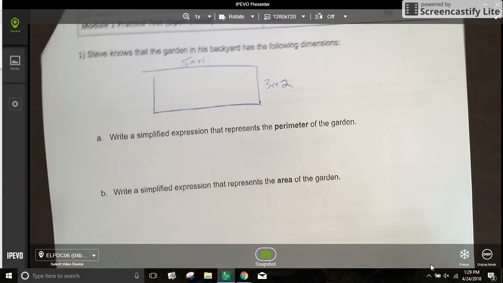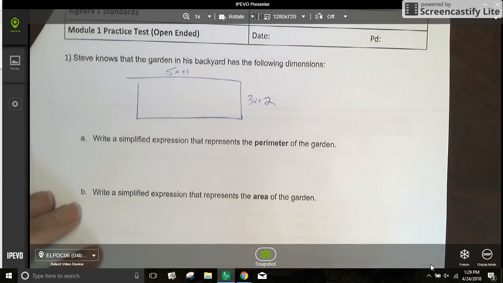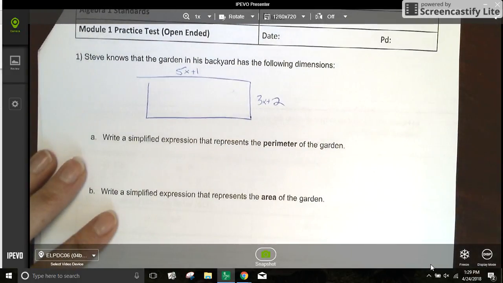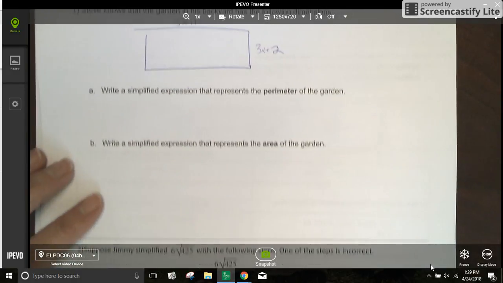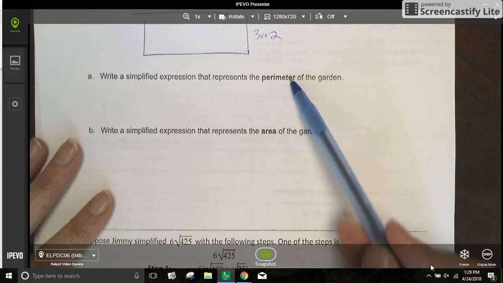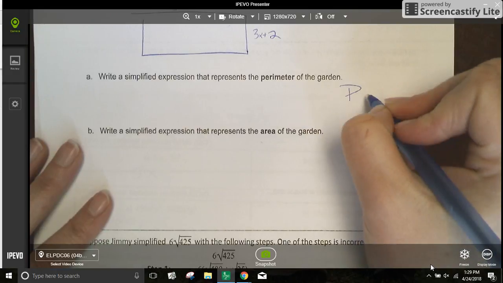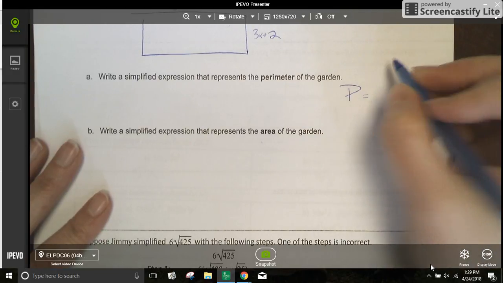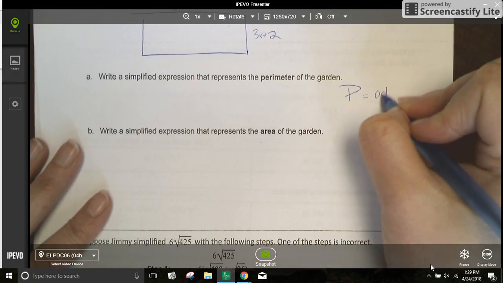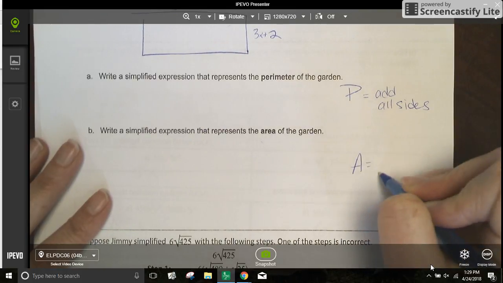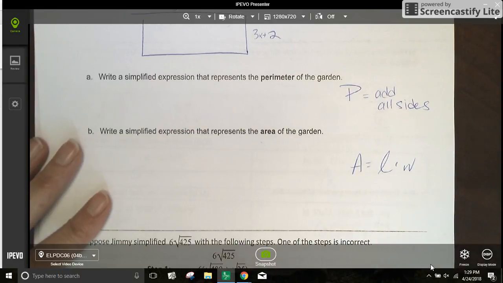Okay, let's go to the open-ended. So for the first one, here's your drawing. Your drawing didn't print either, so draw it. And then down here, they want you to write the equation of the perimeter and the area. On Keystones, you will get a formula sheet. So perimeter is when you add all the sides. And area for this is length times width.